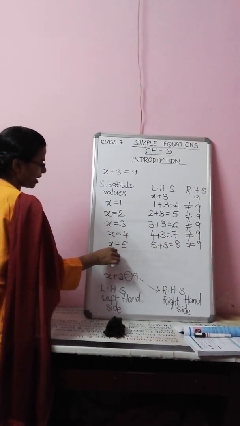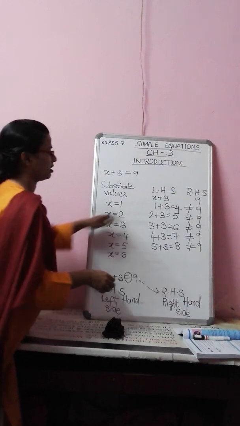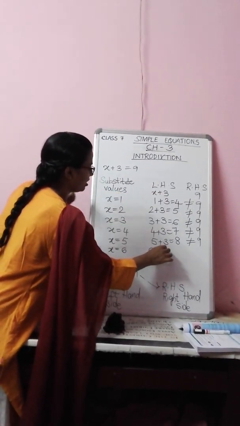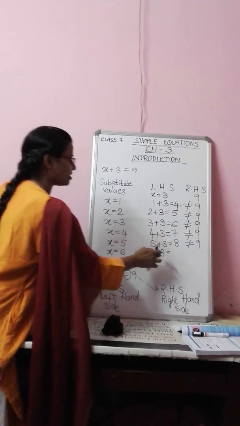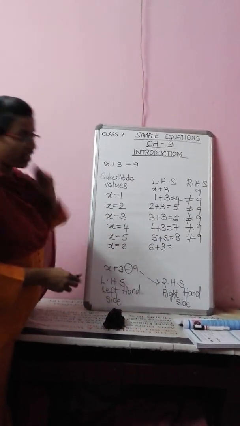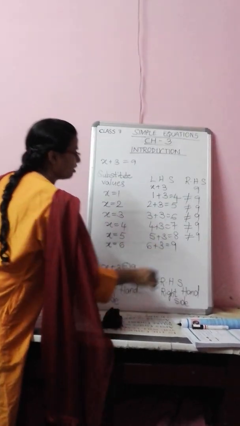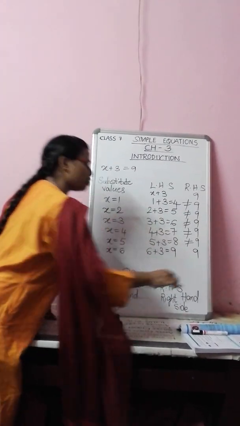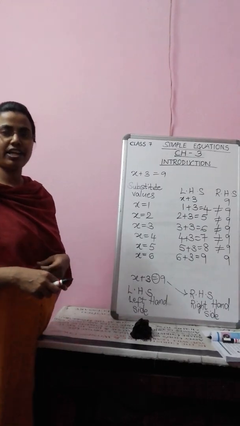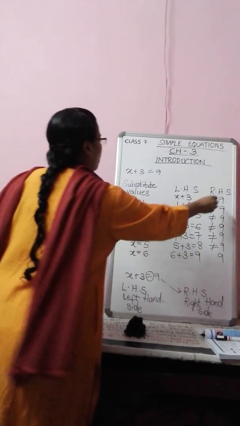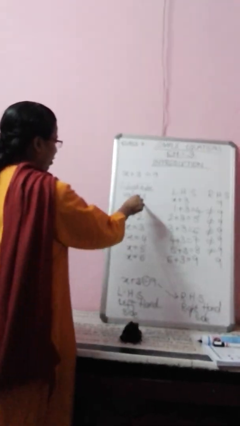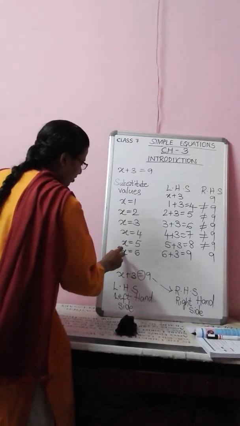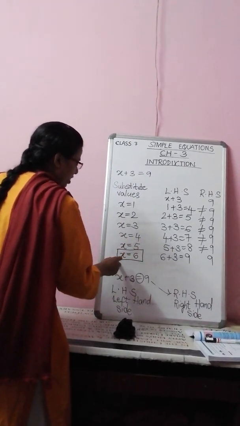Now let us take x equal to 6. In place of x, write 6 plus 3 as it is. 6 plus 3 is how much? 9. What is there in the R.H.S? 9. So, is this the solution of the question? Yes. All these were errors and all these were our trials. We have tried and finally we have reached the solution.